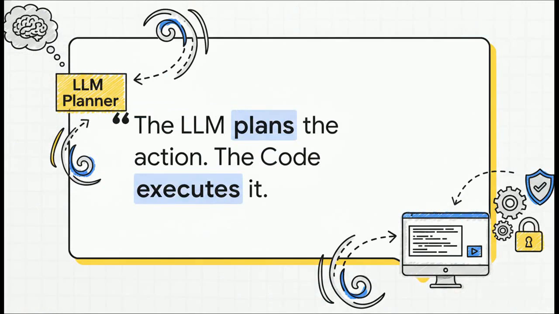And this brings us to the central mantra of agent architecture, the one thing you should burn into your memory. The LLM plans the action. The code executes it. All the power, all the safety, and all the reliability of your entire system comes not from the LLM, but from the execution environment that you design, build, and control.